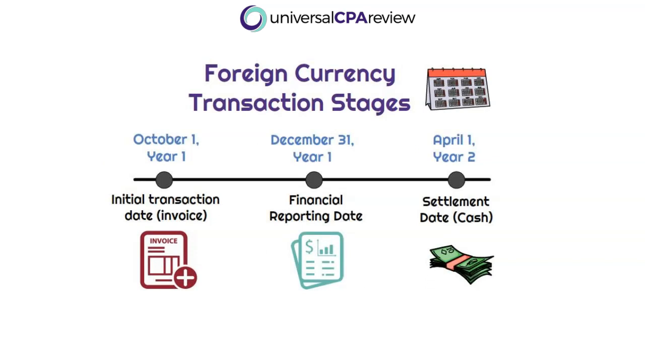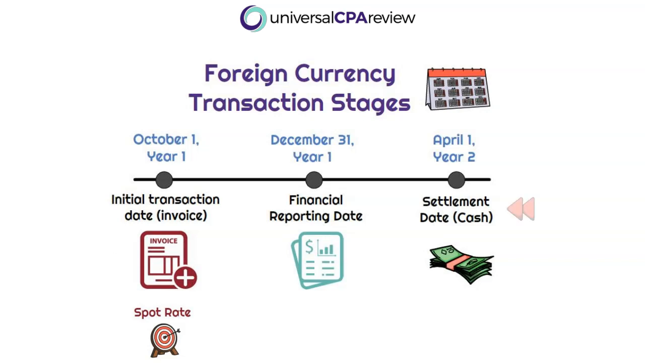So in a foreign currency transaction, there are really three different stages that we need to be aware of, right? As you can see in the visual, we'll use dates here. Let's say that on October 1st, year one, we purchase goods from a supplier. Now that's the initial transaction date, and we receive the invoice. Assuming that invoice is denominated in a different currency, we would use the spot rate to record the value of that invoice in our financial statements. Now, let's say that a number of days go by before we actually pay it, right? Because most invoices are due in 30 or 45 days.